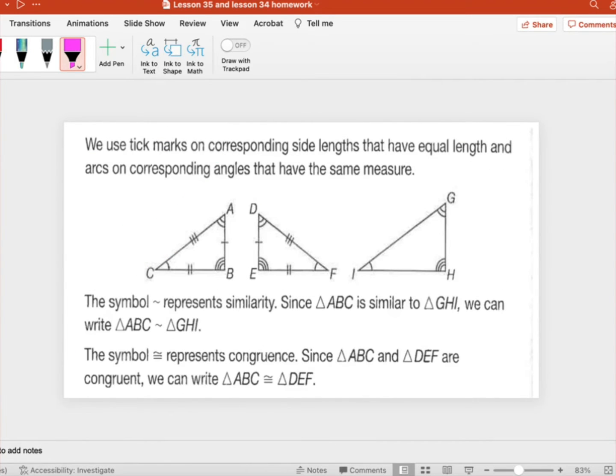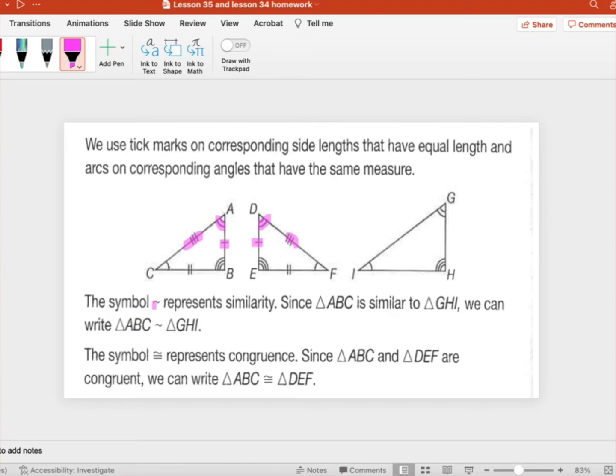We use tick marks. Sometimes I call them hack marks, whichever. We use tick marks on corresponding side lengths that have equal length and arcs on corresponding angles that have the same measure. So here we have two little arcs at A and two little arcs there, showing that those two angles are the same. Here we have a tick mark and a tick mark, showing that these two, since they both have one tick mark, are the same. This has three tick marks, and this one over here has three tick marks, so they are the same.